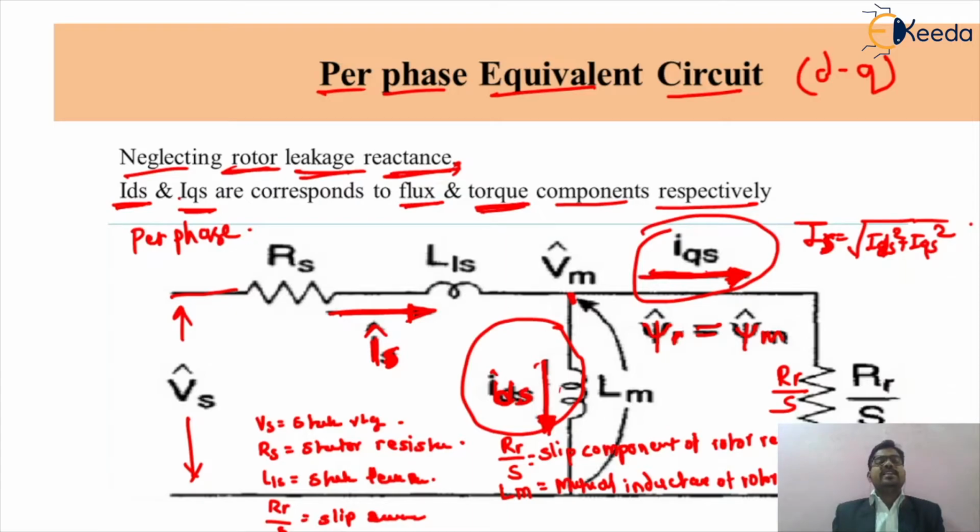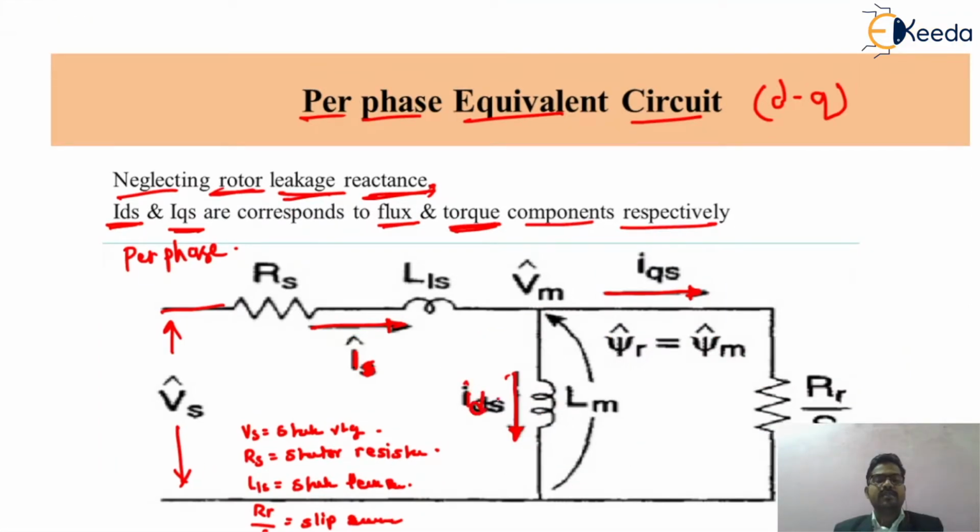So basically IDS will be responsible for the production of flux and IQS will be responsible for the production of torque. So the stator current IS is divided into two parts, IDS and IQS, so IS is the square root of IDS square plus IQS square.